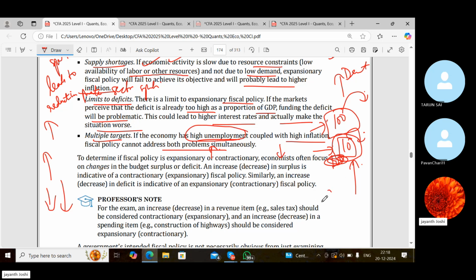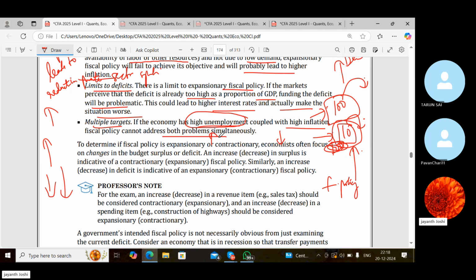Let's say there is a fiscal policy of the government. If the government wants to increase the employment process, they have to spend more. For spending more, they have to increase the taxes. If they spend more, people will start working.